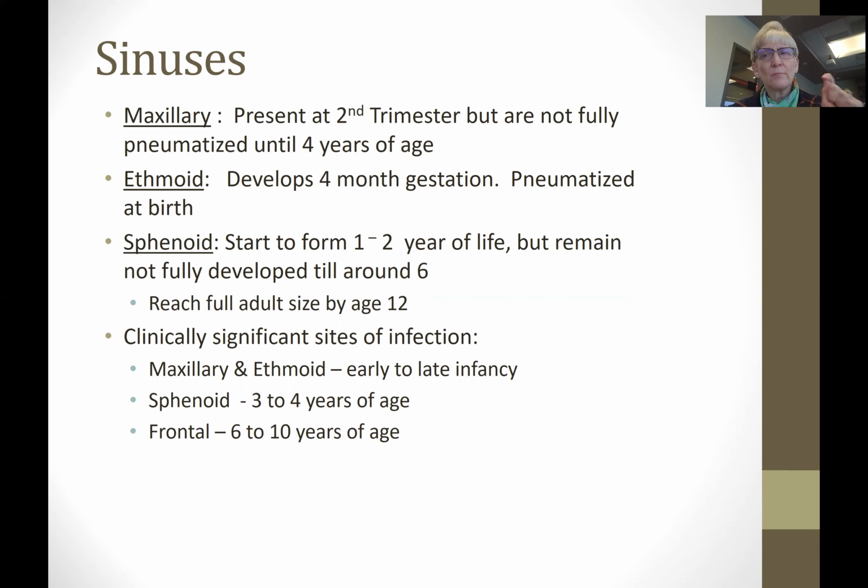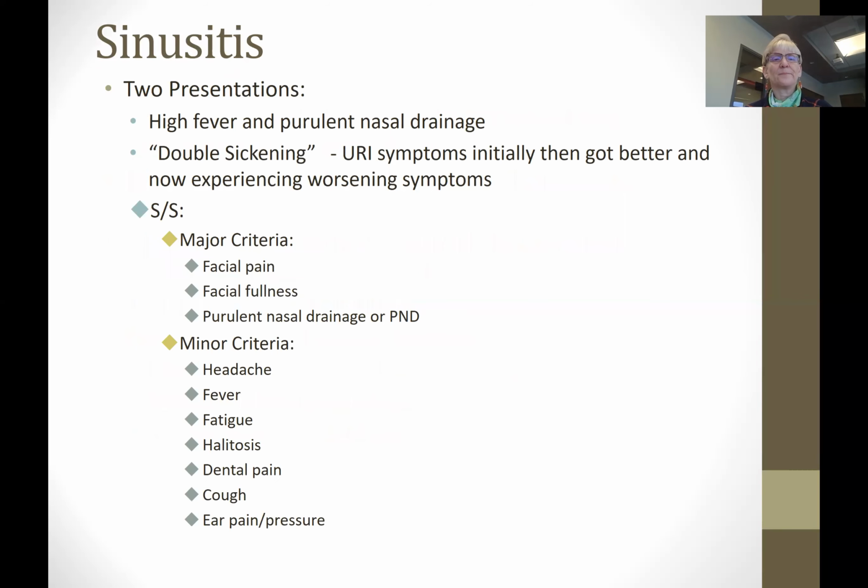Neither one of the docs that I work with very rarely actually diagnose sinusitis, and it's usually in our older kids, and we're going to talk about that in just a little bit. As you see down here, these are your clinically significant sites of infection. Maxillary and ethmoid, and that's early to late infancy. And again, you may have some green snot, but you're not going to have a sinus infection, okay? Sphenoid, 3 to 4 years of age, and frontal, 6 to 10. So your school-age kid may have a sinus infection, but not your little ones.